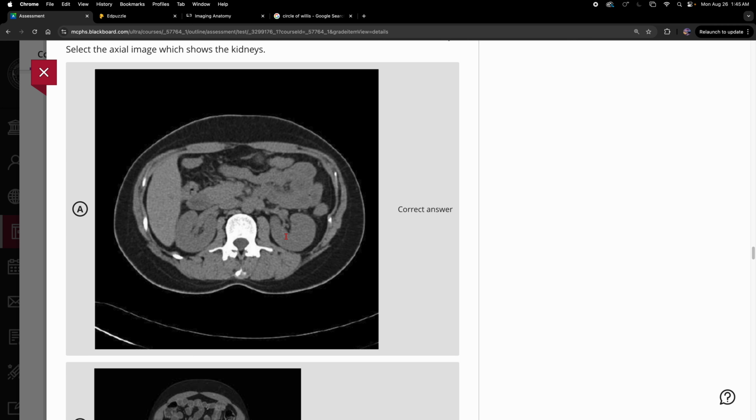This is the only one where the kidney is present. Those are the kidneys, those are blood vessels, that's the intestines, that's the liver over here on patient right, our left, or screen left.